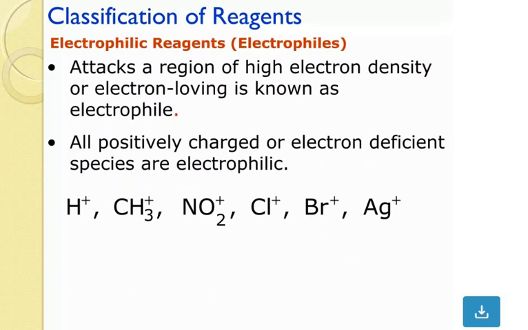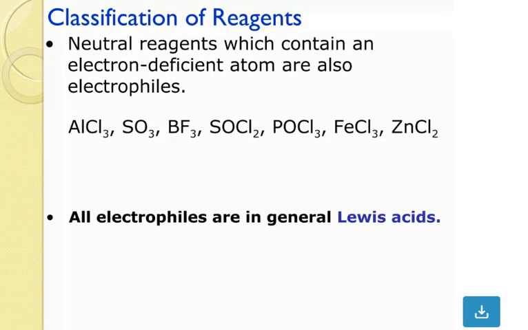Now electrophilic reagents attack a region of high electron density; electron loving is known as an electrophile. All positively charged or electron deficient species are electrophiles. You can see the examples. Neutral reagents which contain an electron deficient atom are also electrophiles: zinc chloride, ferric chloride, phosphoryl chloride, thionyl chloride, BF3, SO3, AlCl3. All electrophiles are in general Lewis acids.